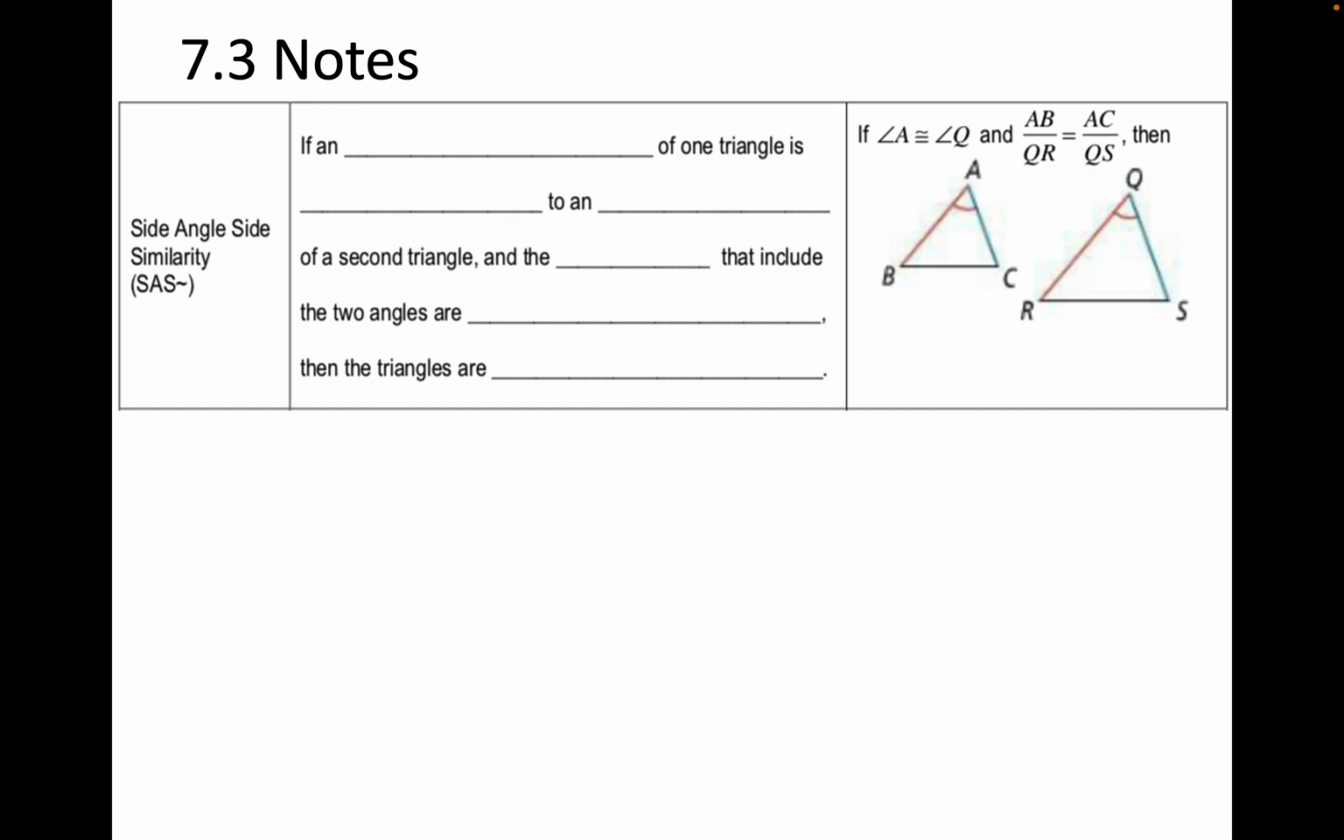side-angle-side similarity. So, if an angle of one triangle is congruent to the angle of a second triangle, and the sides that include the two angles are proportional, then the triangles are similar. So this is very similar to the side-angle-side we've done in the past for congruence, except for congruence, the measures of the sides had to be equal, they had to be congruent. Now the sides have to be proportional.